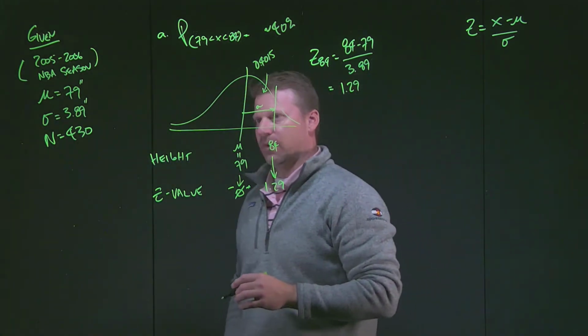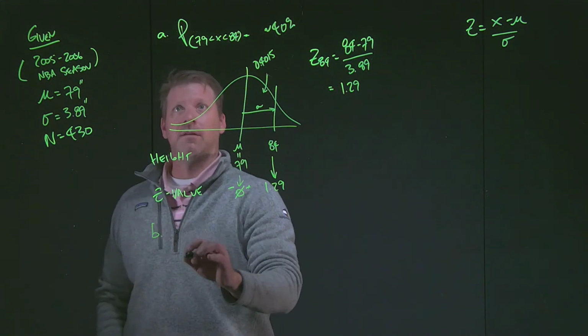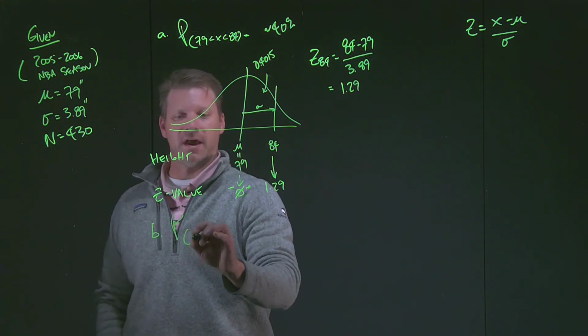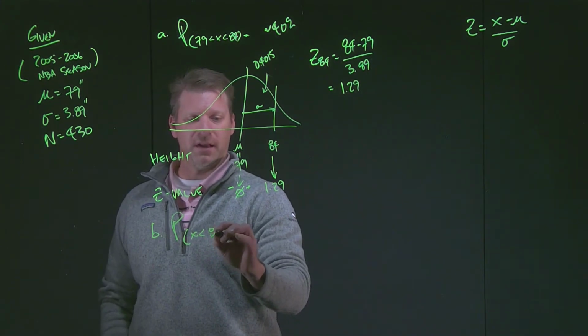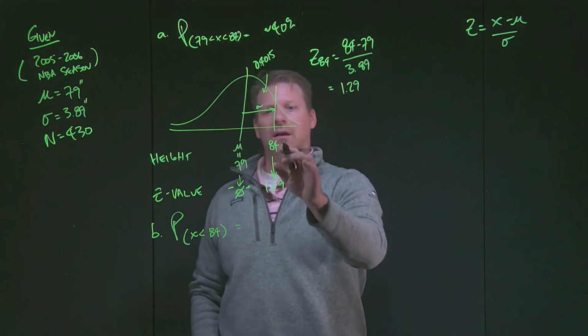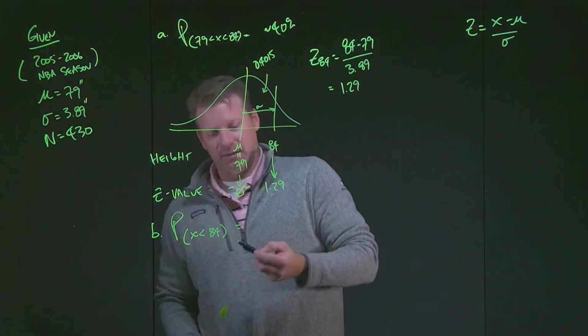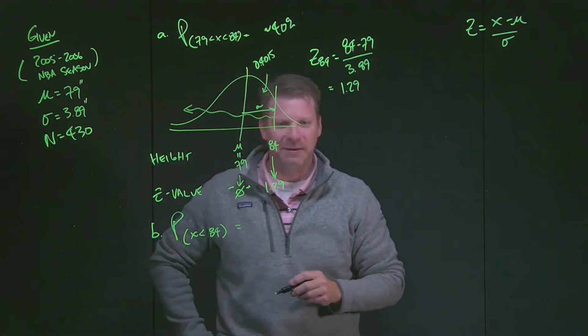If we then ask the question for part B, what is the probability that we would select a player that is shorter than 84 inches? We want to find out what this is. Now what we're looking at is everything, in this case for part B, everything less than 84.